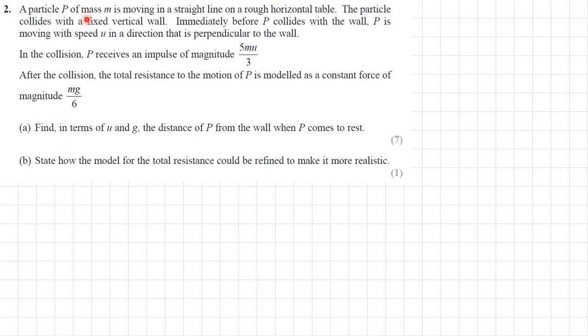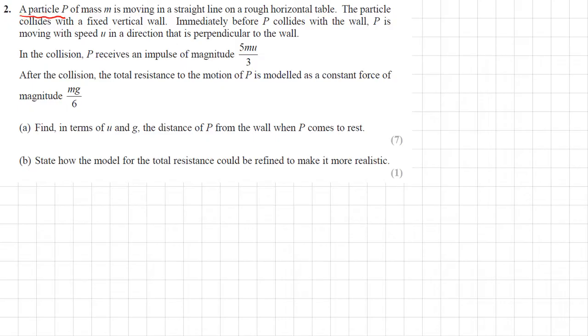Question 2. A particle P of mass m is moving in a straight line on a rough horizontal table. The particle collides with a fixed vertical wall. Immediately before P collides with the wall, P is moving with speed u in a direction which is perpendicular to the wall. In the collision, P receives an impulse of magnitude 5mu over 3. After the collision, the total resistance to motion of P is modelled as a constant force of magnitude 5mg. Part A, find in terms of u and g the distance of P from the wall when P comes to rest.